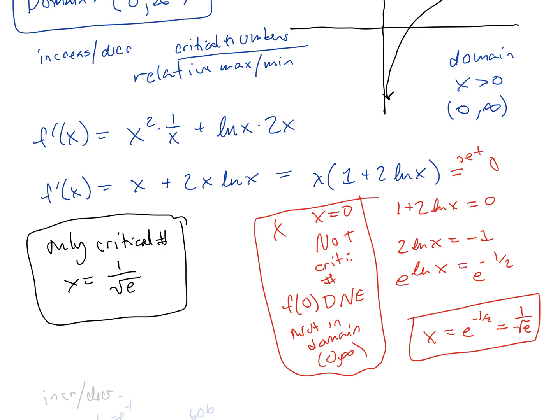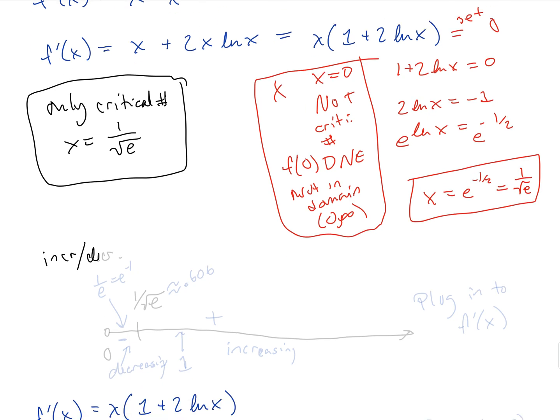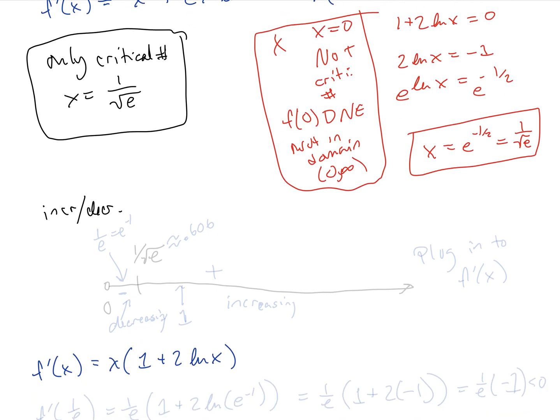So now we can make a number line to find out where the function is increasing and decreasing. We can make a number line over the domain. So the domain just goes from 0 up to infinity. We're not interested in the values equal to or less than 0. And 1 over square root of e is here. That's our only critical number.